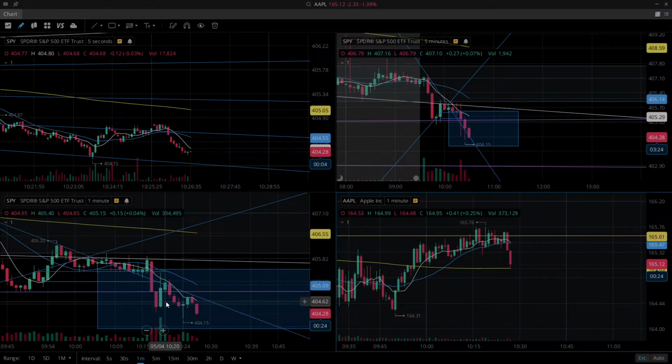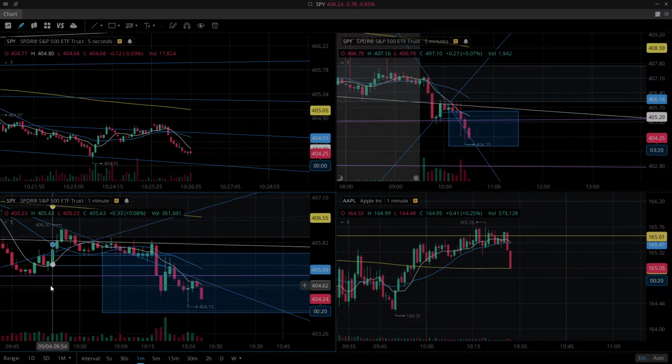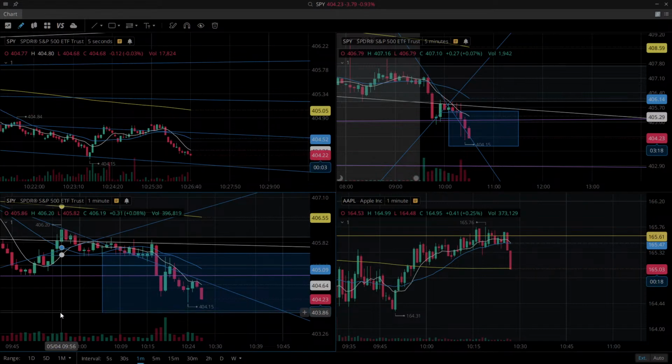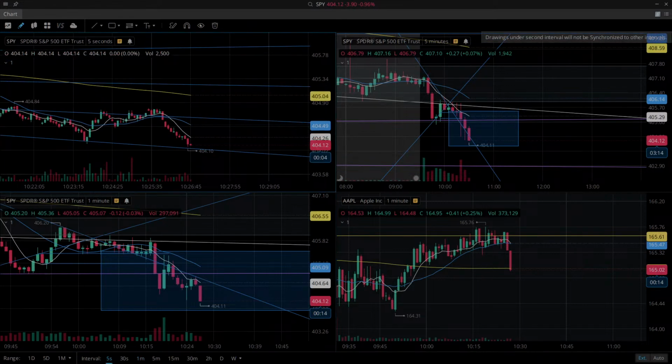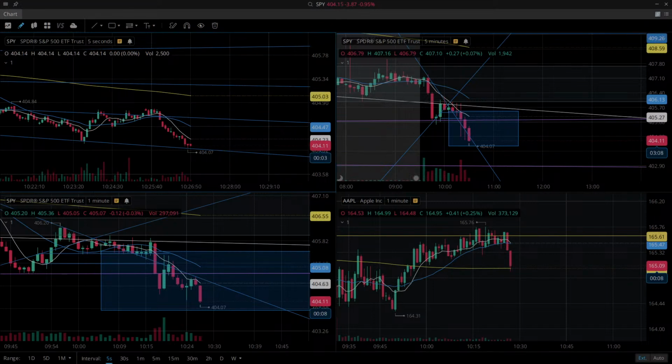Looks like SPY's going to resume and go for the bottom of that box after all. So we're looking at a 403.85 target. And for the ES, that puts us at, let me see here, 40.62.